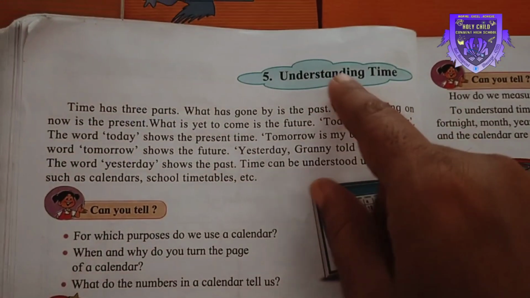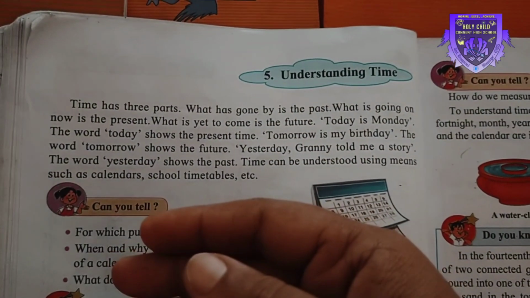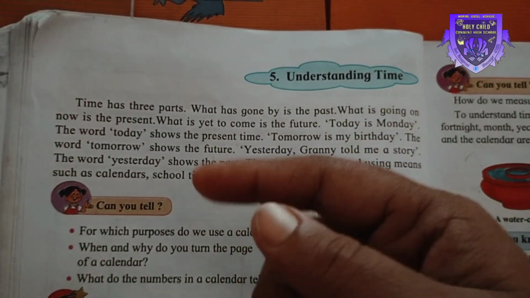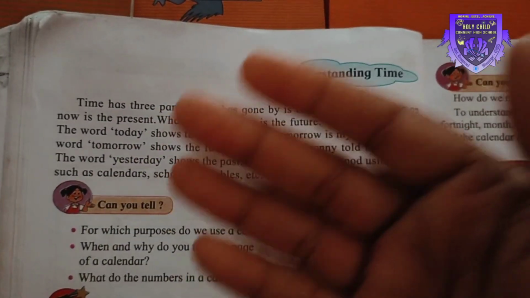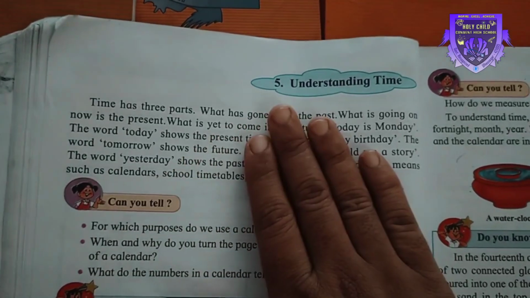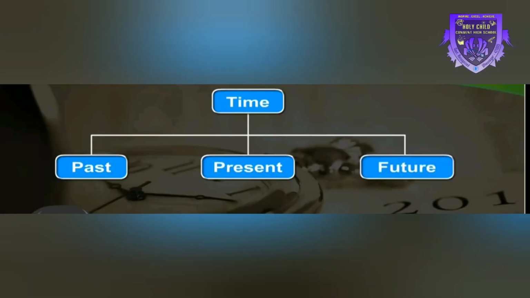What do you mean by understanding? Understanding means samajhna. Understanding time. Time means we calculate the time past, as present and future. Now we will see in this lesson. Now let's start the lesson. Now in this lesson, we can see that time has 3 parts. One is past, present and future.